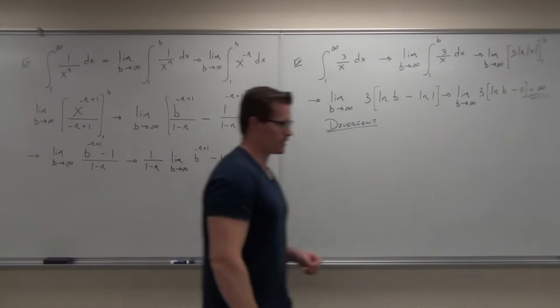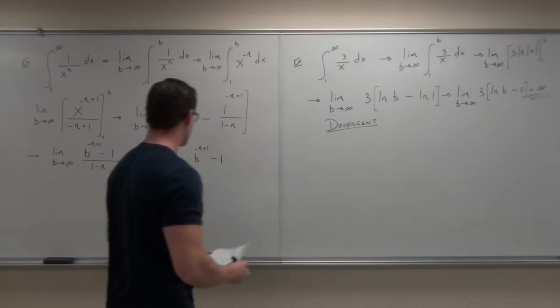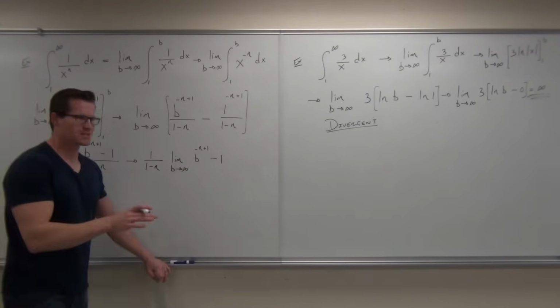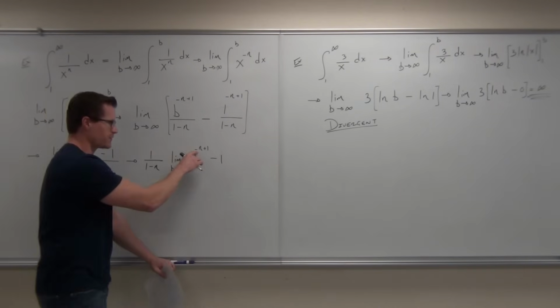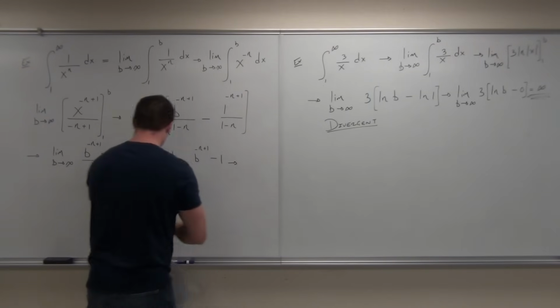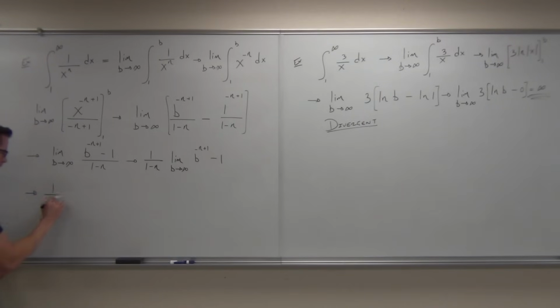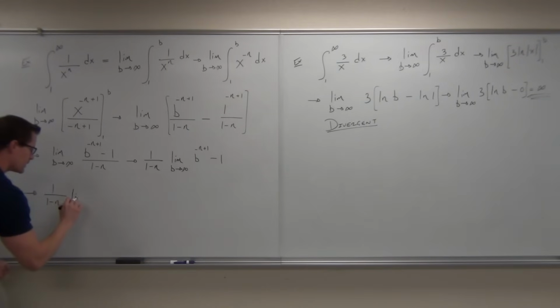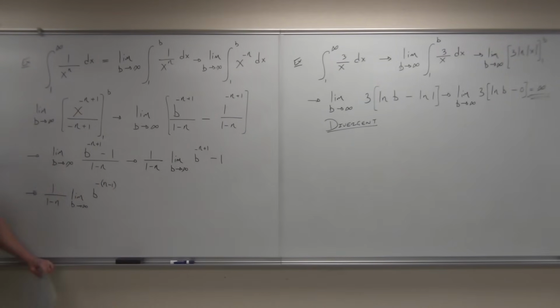Now, let's see how I want you guys to see this next. I'm going to do a little bit of fancy math because it's going to be easier for you to see what happens next. Are you ready for it? I'm going to force this to factor out a negative. So what I'll end up getting is 1 over 1 minus n times the limit as b approaches infinity. I'm going to force this to be b to the negative n minus 1.